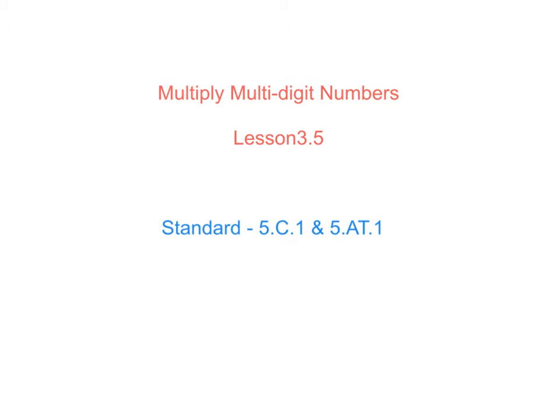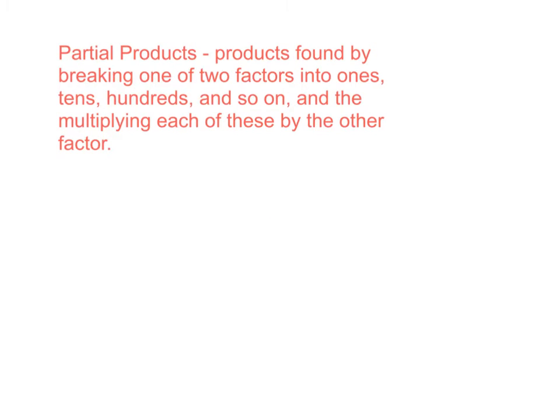Today's lesson is multiplying multi-digit numbers. It's lesson 3.5. One of the vocabulary words that you need to know this lesson is partial products. Partial products are products that are found by breaking apart one of two factors into ones, tens, hundreds, and so on, and then multiplying each of these by the other factor.